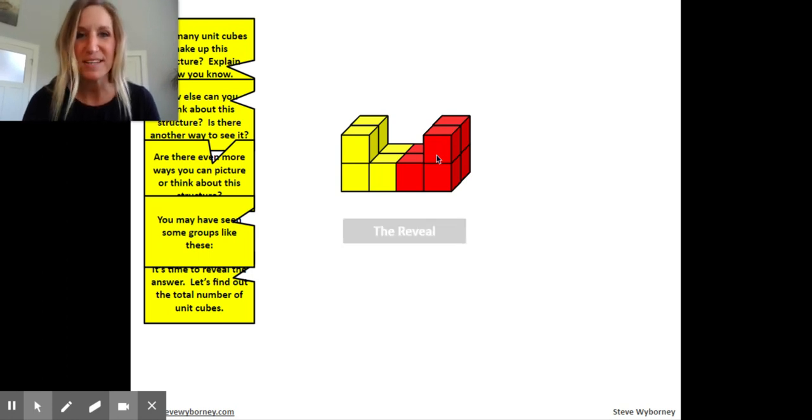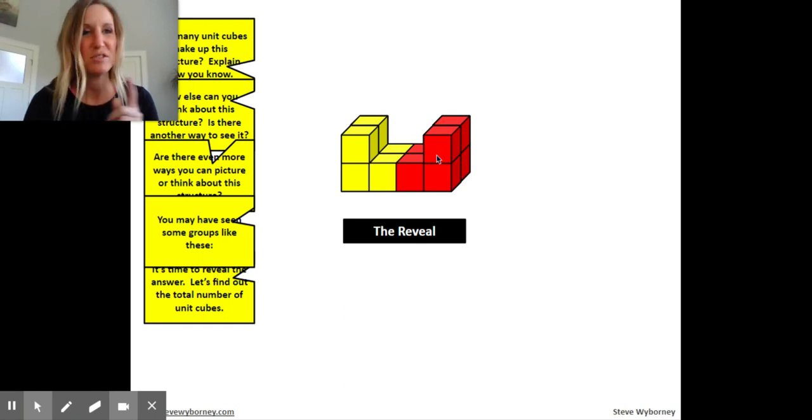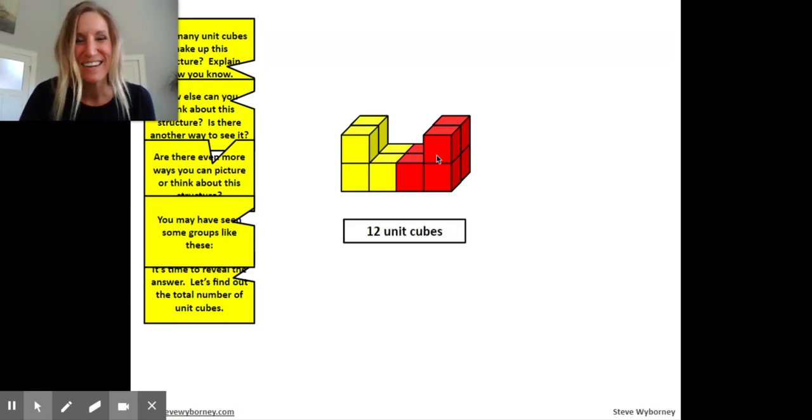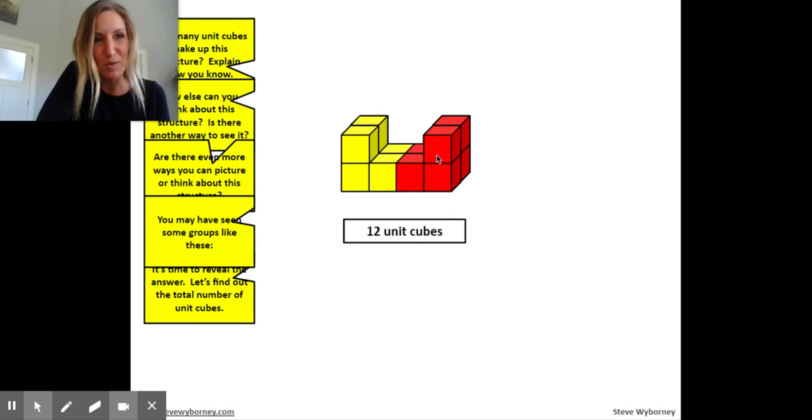So there's lots of ways to think about how many cubes or the volume of the structure. I showed you just in different ways using the colored cubes. And then here's the fun part. There are 12 unit cubes. So the volume of this structure is 12 unit cubes.